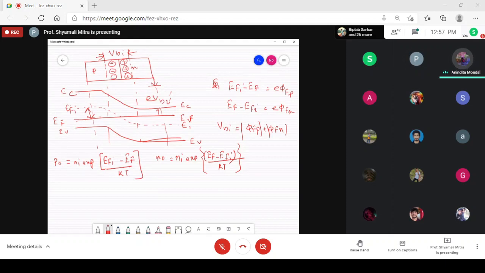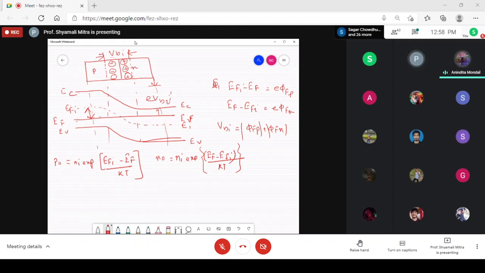Then what is VBI? VBI is the barrier potential. There has been an electric field generated over here, and because of that there is a barrier potential. This barrier potential hinders the further crossing of electrons to this side and holes to this side. So this is the potential that an electron faces, and a hole faces, on crossing to either side of the junction. That is the barrier potential.